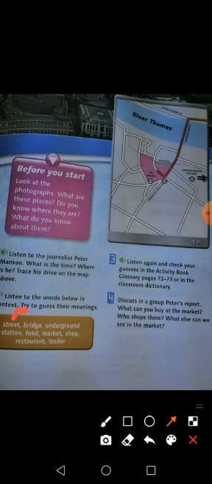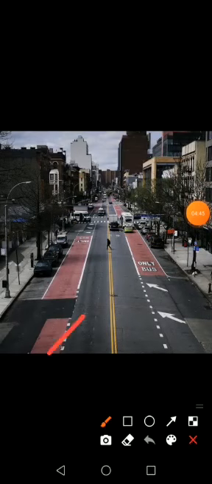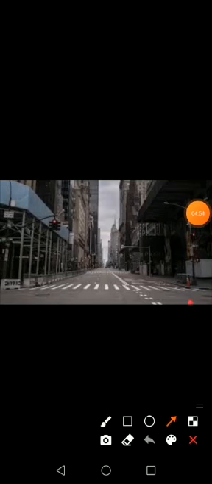Okay, here we have the word street. What does street mean? Street is a public road. Look, this is a street. Can you see? This is also a street. So what does street mean? Street means public road.